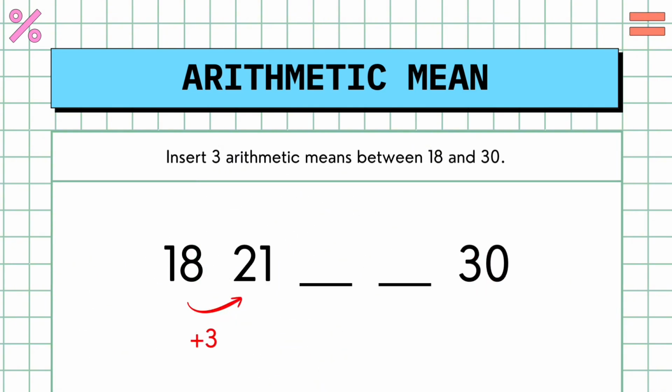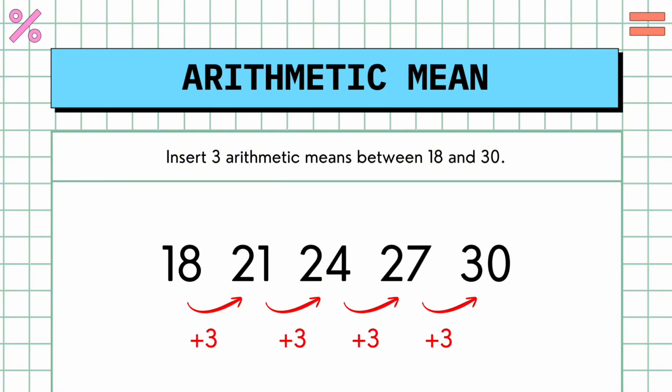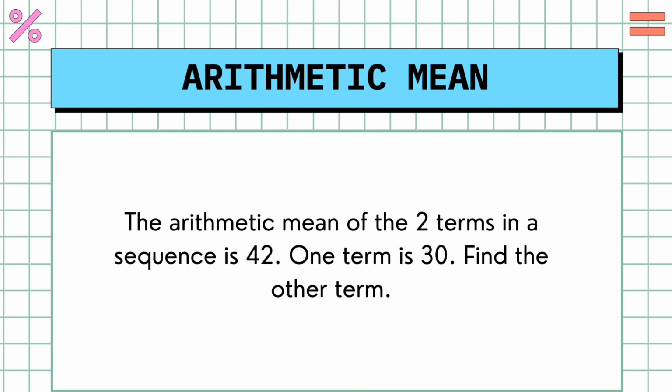Now that we have the common difference, we can say that the next term after 18 is 21, since 18 plus 3 is 21. And then 21 plus 3 is 24. This will be our next term. And then 24 plus 3 is equal to 27. These will be our 3 arithmetic means between 18 and 30. We can verify since 27 plus 3 is equal to 30.